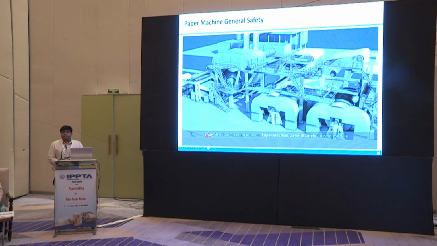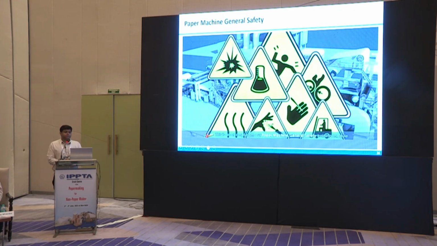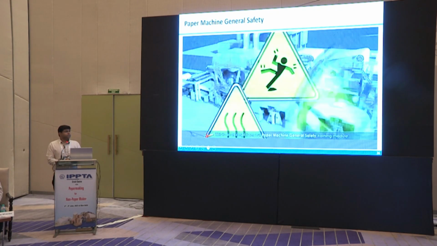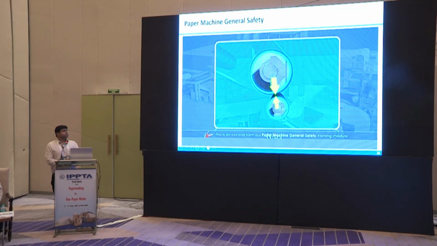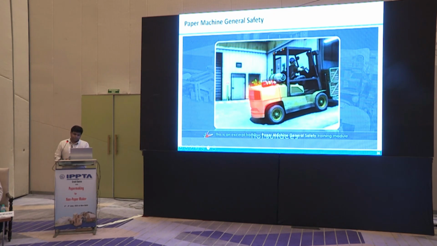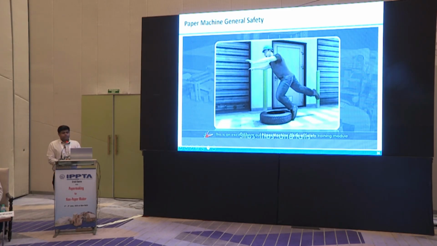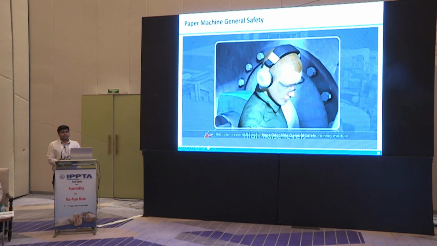Then a very important aspect is safety. So here are a few of the things that we need to take care of. Papermaking and paper converting facilities have many dangers, including pinch points, nips, sharp surfaces, hot surfaces, slips, trips, and falls, airborne particles, high noise levels.